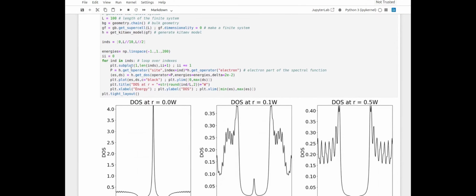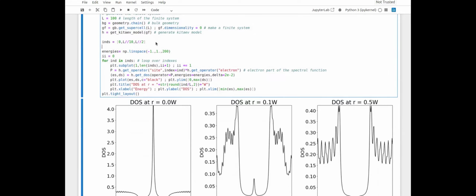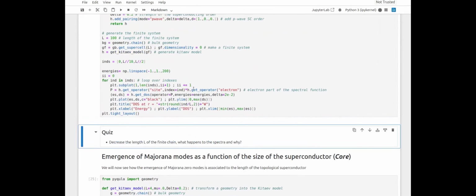And once we have our Hamiltonian, we are going to compute the density of states in different places. We are going to compute the density of states in the first site, close to the edge, and then in the bulk. So the first one is the first site, then the next one is close to the edge, but not exactly on the edge, and then in the bulk. And so let us compute this and see what we get.